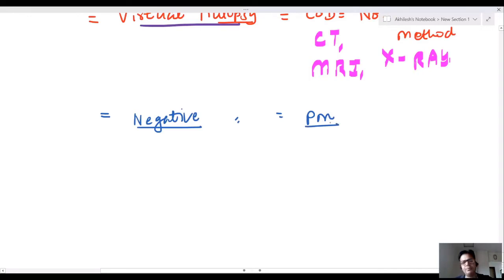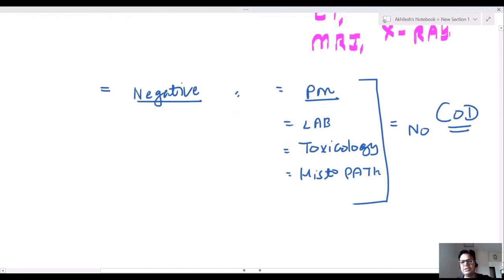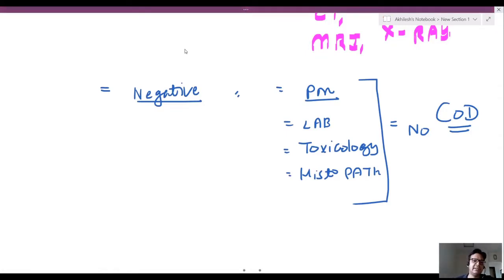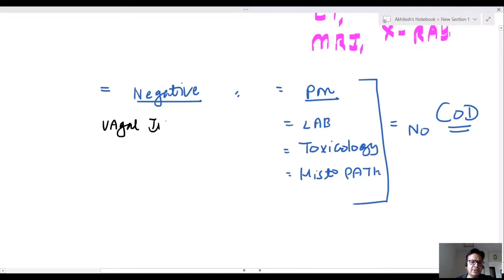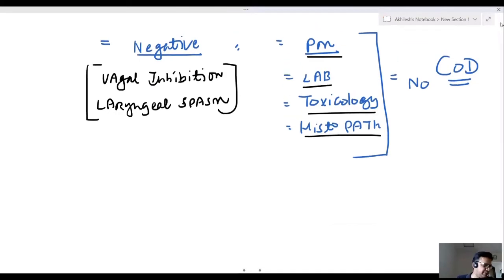Sir, after postmortem, you are going for lab investigation, toxicological analysis, histopathological analysis. Sir, even after all these, there is no cause of death. This is known as negative autopsy. Example, if the person dies due to vagal inhibition, laryngeal spasm, sir, these are not detectable in postmortem lab diagnosis, toxicology, or histopathology. 2 to 5% autopsy are negative autopsy.